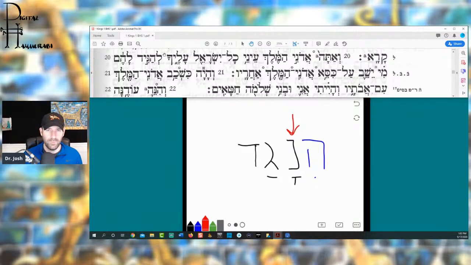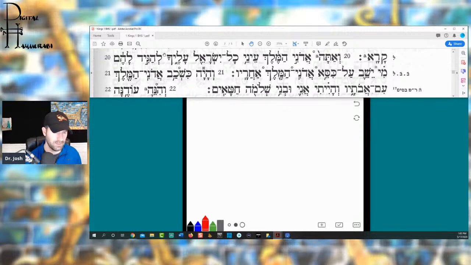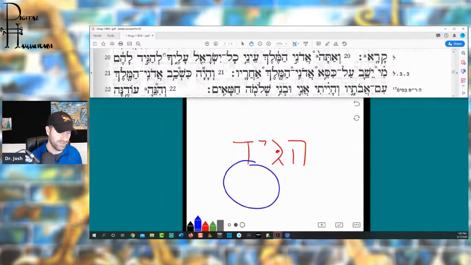And so because of that, it assimilates into the next radical. So here it's assimilating into the gimel, right? If you were to take your magnifying glass and zoom in, you would see a tiny little nun in there because it's all scrunched up. It's not actually a dagesh. It's an all scrunched up nun. Okay.